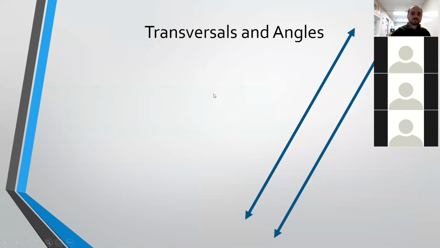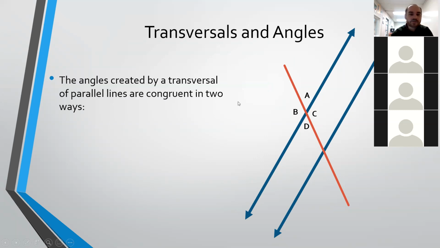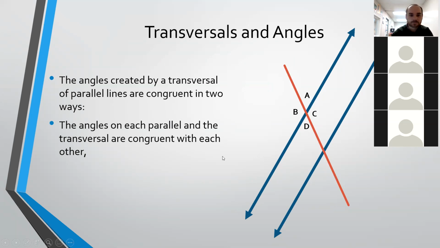All right. So nothing to write down on this slide necessarily unless you really want to, but we're going to talk about transversals and angles. So again, we've got parallel lines right here. This red line is our transversal. And this forms 4 different angles with the parallel line. So we can see there's an angle there, there's an angle there, there's an angle there, and there's an angle there. Now, the angles that are created by a transversal when it hits 2 different parallel lines are congruent in 2 different ways. So first of all, they're congruent with each other.